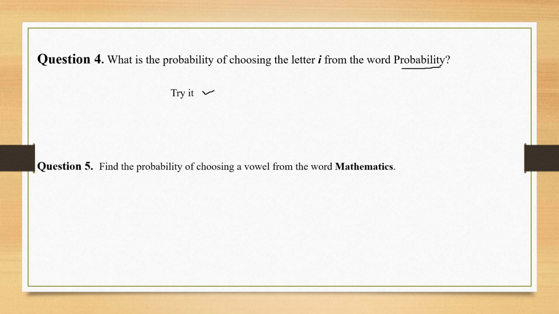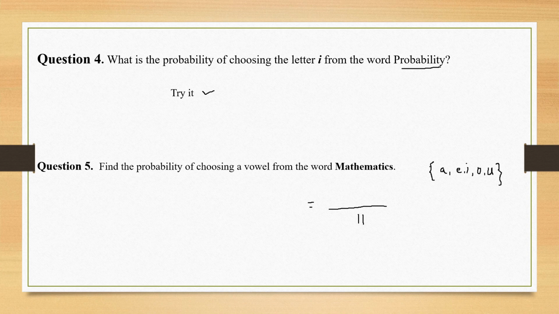Now look at this question. Find the probability of choosing a vowel from the word mathematics. Okay, in the word mathematics, in total we have 11 letters. And vowel means that in English these alphabets, A, E, I, O, and U, we call vowels. But here, find the probability of choosing a vowel from the word mathematics.